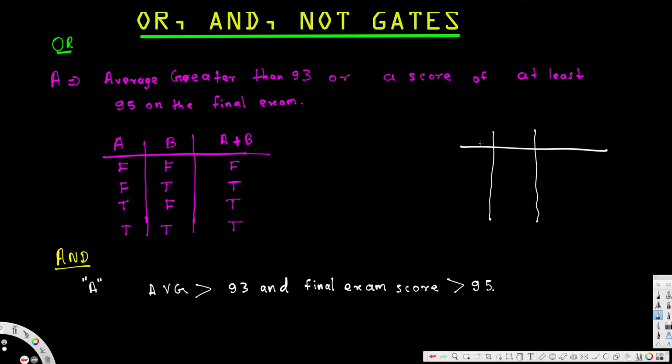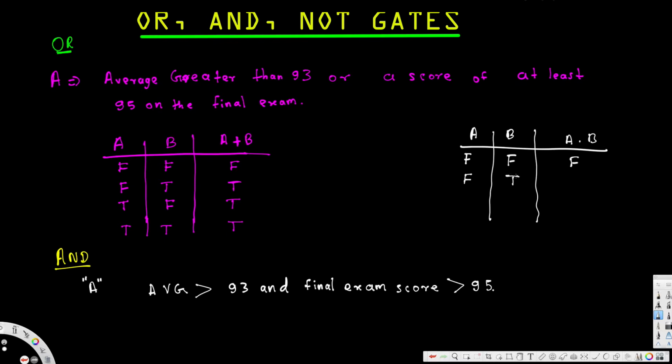So this is AND. So A, B, A dot B. If both of them are false, it's definitely false, because if neither 93 nor 95 is satisfied, he will fail, he will not get an A. So let's see if this one is false. He didn't get an average of 93, but he got a final greater than 95.